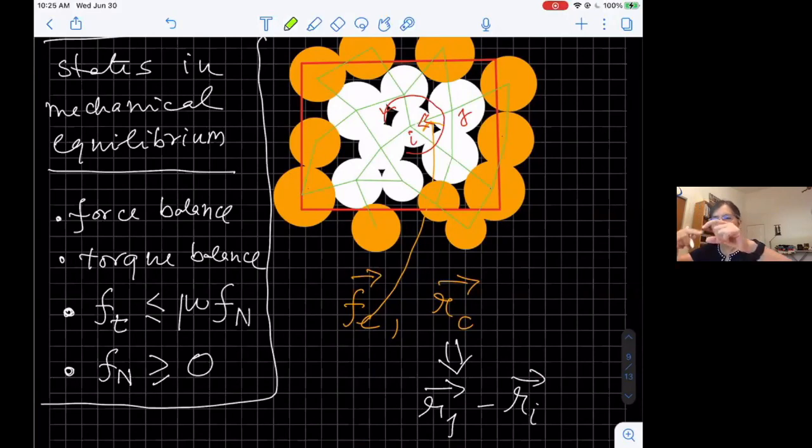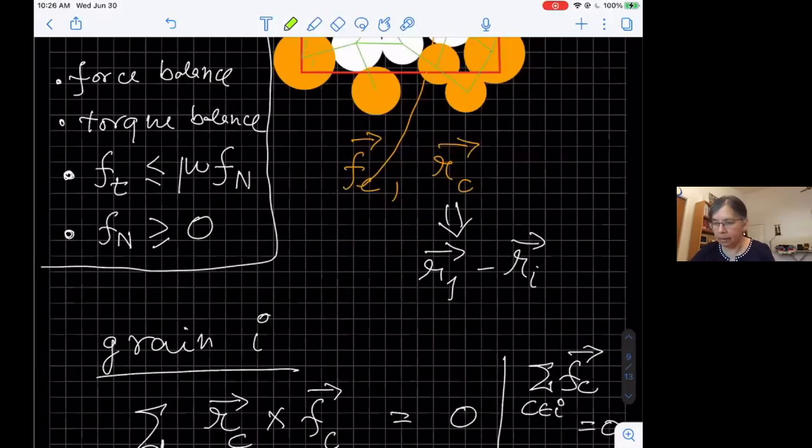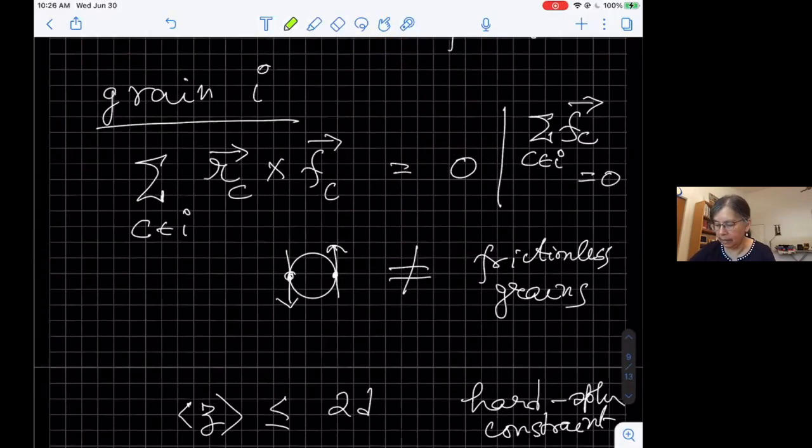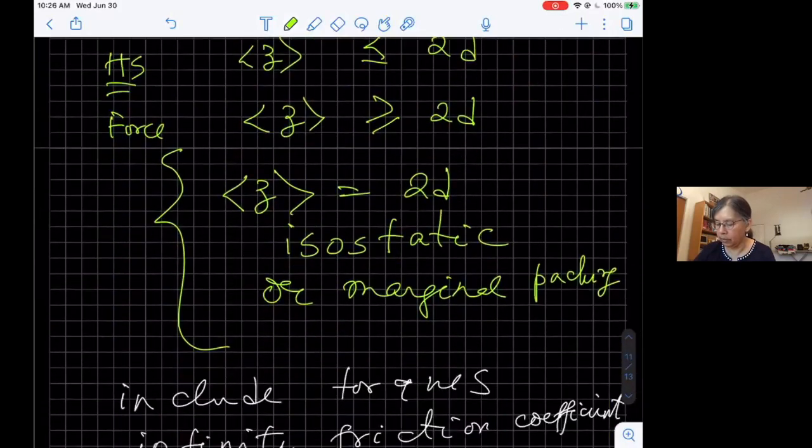If I take a loop, and the loop encloses a complete grain, then the torque has to add up to zero. But if I have a loop that cuts through contacts and doesn't include complete grains, only partial grains, like the red boundary I have here, then there will be a torque on that boundary. But the bulk torque will be zero. That's an interesting aspect that I don't want to get into today, but hopefully the final lecture will see some aspects of that.